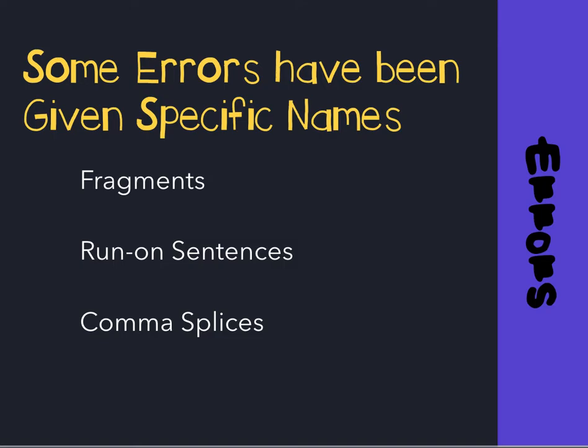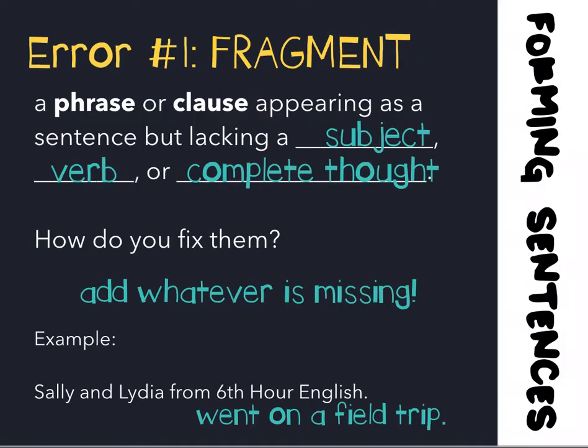We need to talk about the errors that are common when you're trying to form sentences. So some errors have been given specific names, and we're going to talk about these 3 first. We're going to talk about fragments, run-on sentences, and comma splices.